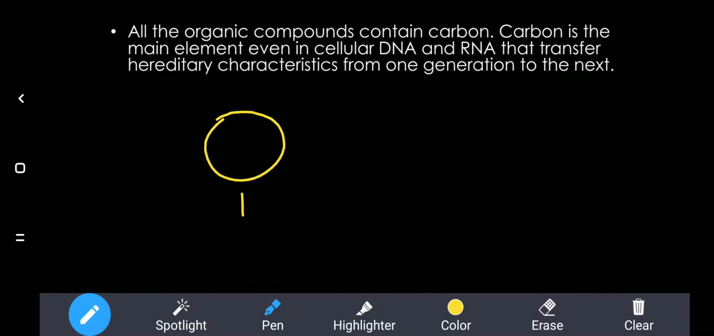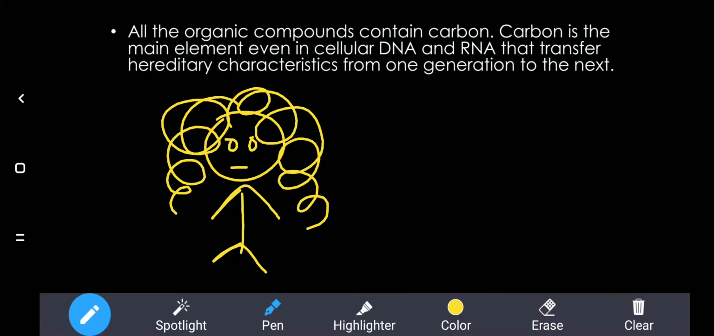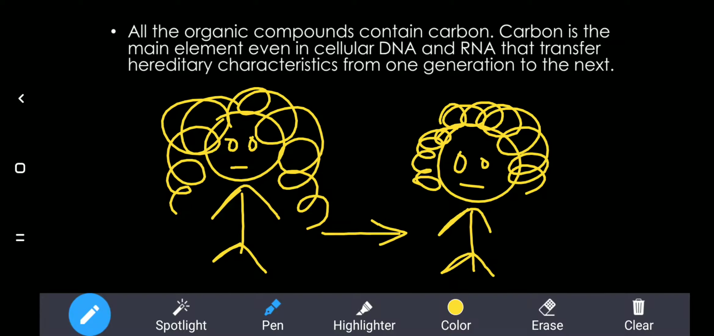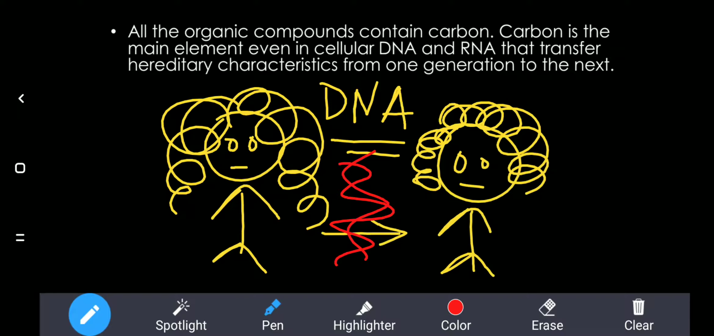Example, here we have a lady who has curly hair. The chances are the daughter of this lady will also have curly hair, may have curly hair. So how did the characteristics get transferred? The characteristics got transferred because the DNA was transferred from the mother to the daughter. The DNA has the information of curly hair, and this information was then transferred from the mother to the daughter. And the DNA here is made up of carbon atoms.